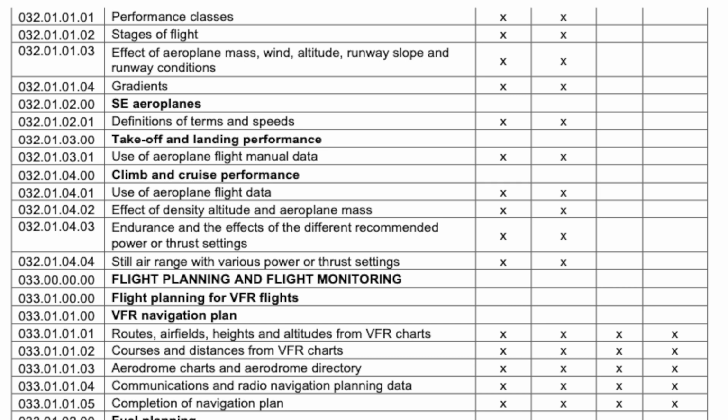Next one, 032.01.03.01, and this is use of aeroplane flight manual data. That's clearly a question that must have related to the pilot's operating handbook or something, and I've just misinterpreted it or got it wrong again. This is where it's not so helpful to not realise what you got wrong.